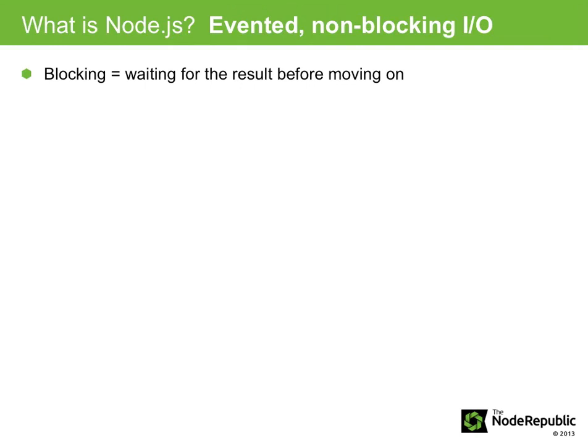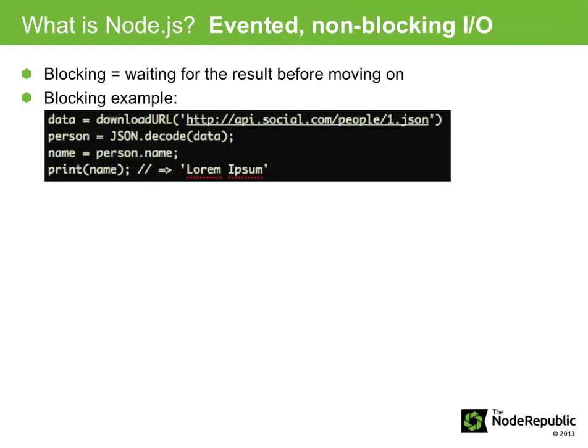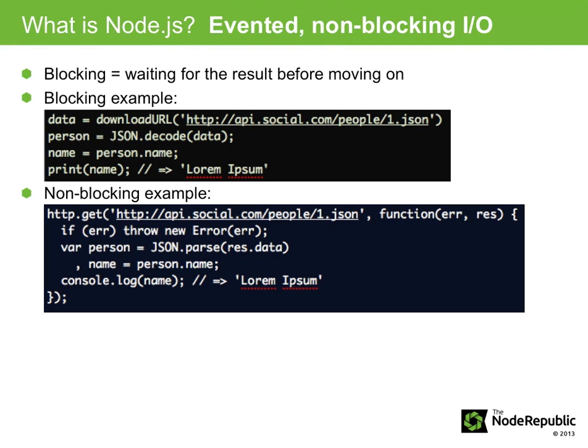In pseudocode, it might take a form like this for dynamically displaying someone's name. Download the people data from here. Once that's done, decode it for the person's name, then print. While the function download URL reaches out to the web to download the data people/1 JSON, the program is completely blocked. This has always been the most common way to handle downloading data on a server, but the same code would be written in Node.js as follows.